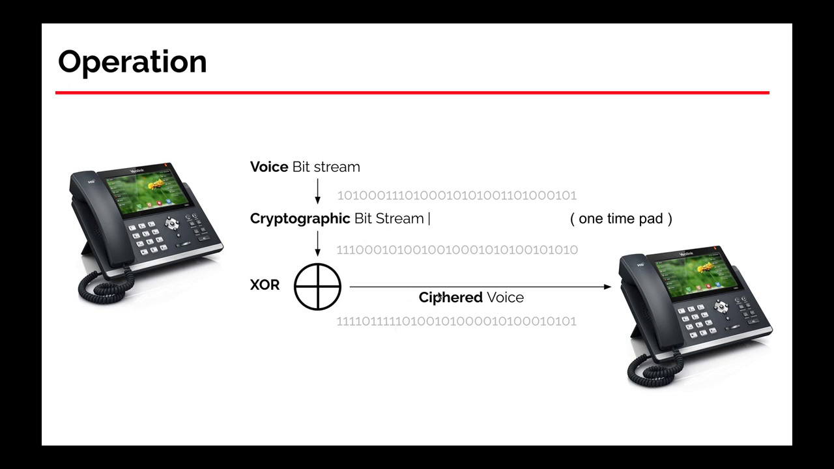We get the ciphered voice. And now we can use the same operation, that is the XOR operation, and that is only applicable if we have the key, to turn the ciphered voice into the original plain bitstream.